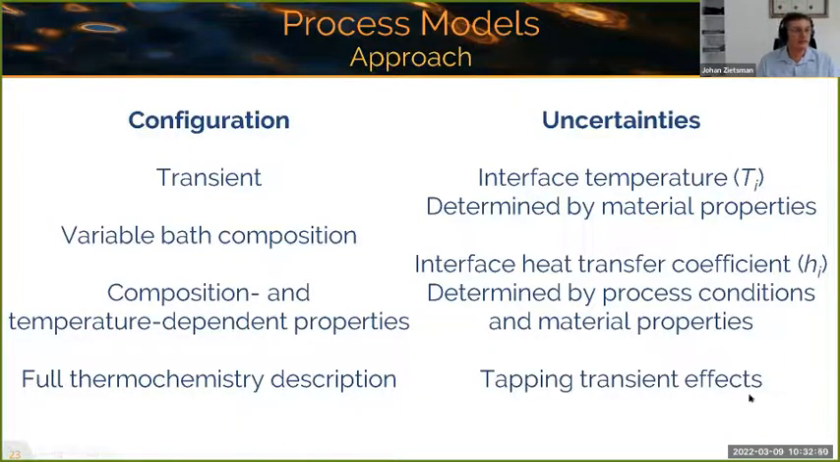And then tapping transient effects. The model as we've configured it, we cannot allow the bath levels to vary. A more sophisticated model will be able to do that, but bath level variations also influence how the freeze lining responds. And then kinetic effects, specifically transport kinetics. So whatever happens in the bath, the heat flow, the release of energy through dual heating, the electromagnetic stirring, we cannot incorporate in models like that. So transport kinetics, you basically impose through assumptions in these types of models.